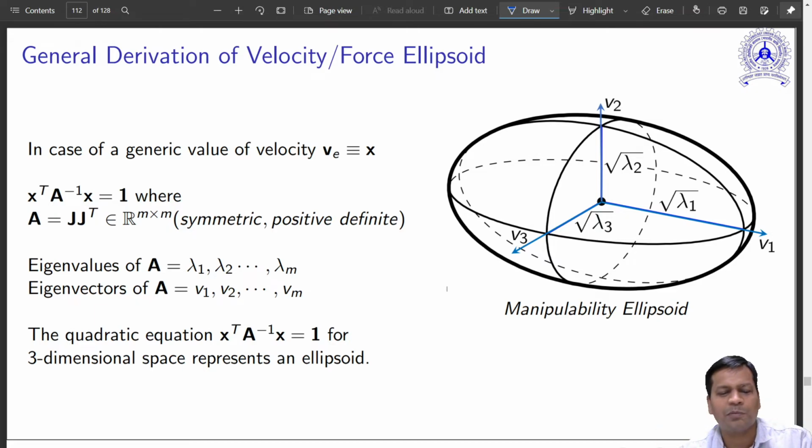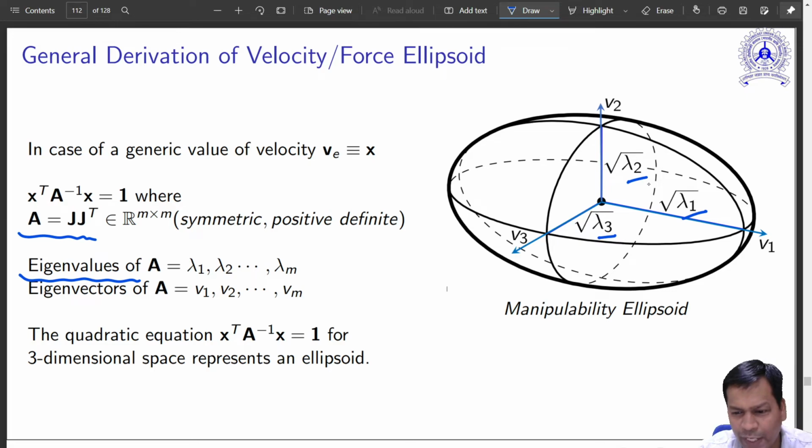Okay, this makes things more clear to visualize why force and velocity behaved the way we saw just now, why we are able to apply maximum force in one way and the least amount of velocity in the same direction. Okay, so now things will be clearer. What are these lambdas? These are nothing but eigenvalues of this matrix. If you take the square root of those, these are basically the axes of your ellipsoid.